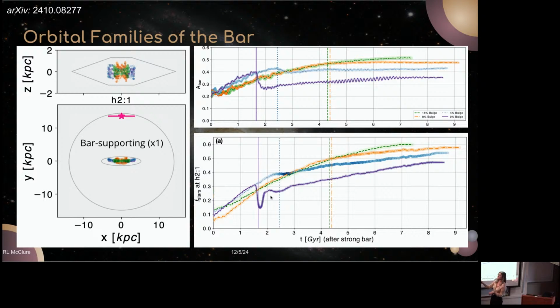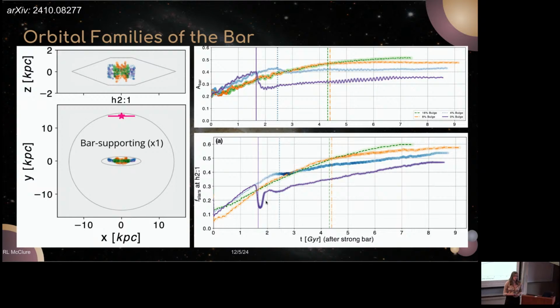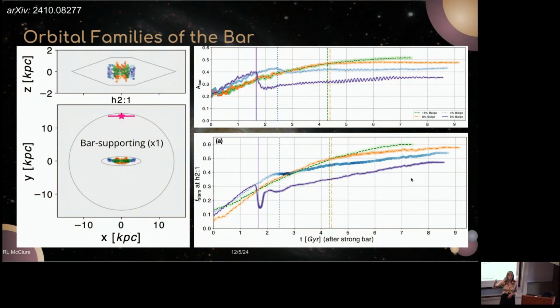I start here with the bar-supporting orbits, just so you can see that we do have a steady increase in all four simulations. Spare this little guy here, which has no central bulge, so fun things happen in that simulation. But we do have a steady increase overall in all the rest of the simulations of the fraction of orbits that have bar-supporting 2 to 1, so 2 radial maxima per 1 azimuthal period, characteristics in their directional frequency components.